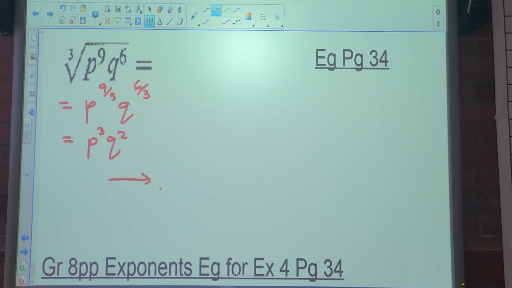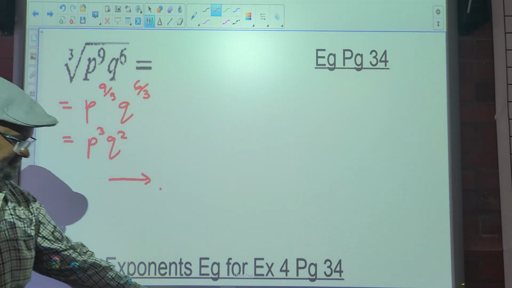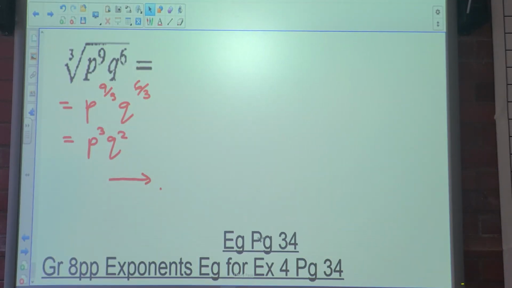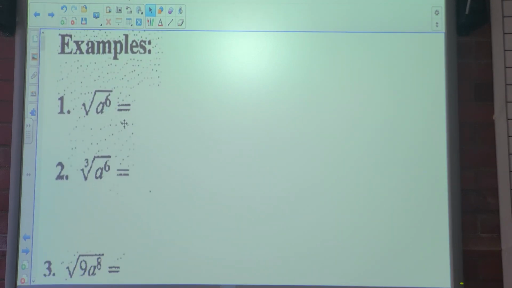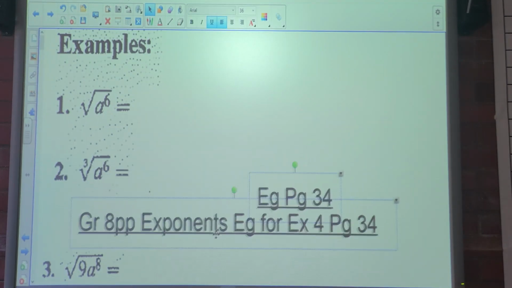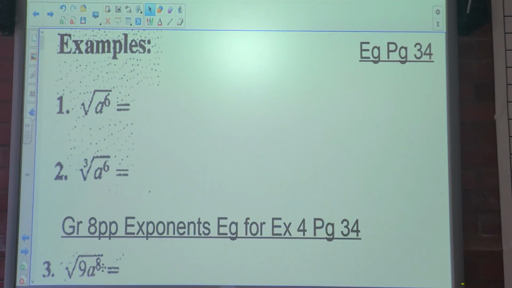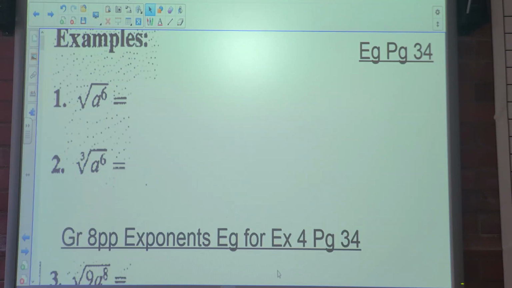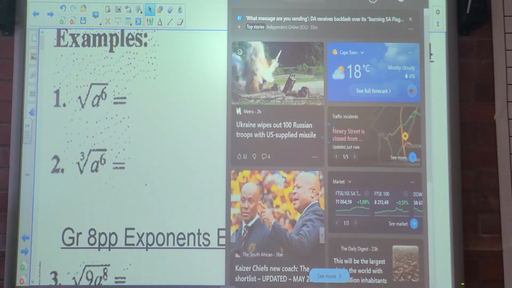Is there anybody that doesn't understand, who is confused? You all understand, huh? Right, so let's look at this example here quickly. That is fairly simple.